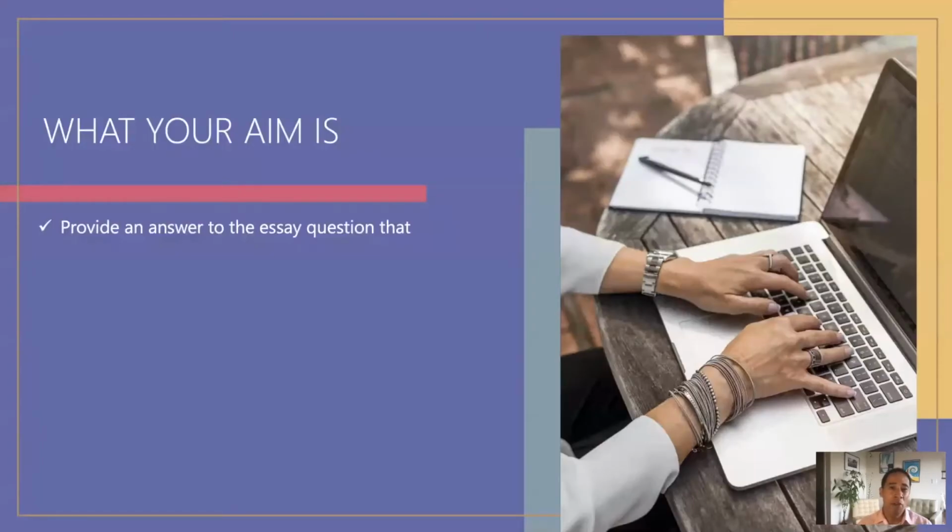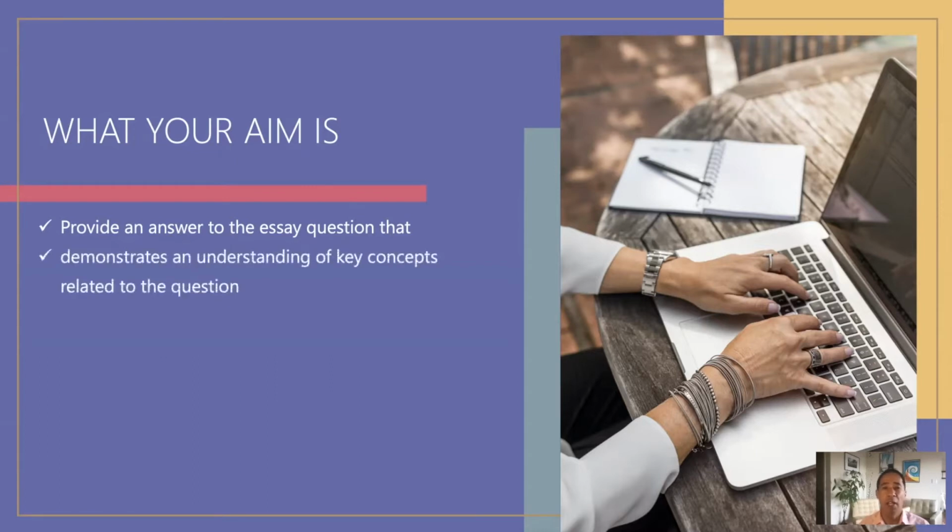Okay, bear in mind you have several aims to meet when writing a philosophy essay. Basically, these are things you're going to have to demonstrate to the person who's going to be marking or grading your essay. So let's run through those very quickly. The first is that you have to provide an answer to the essay question that demonstrates an understanding of the key concepts related to the question.